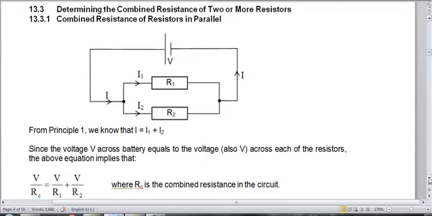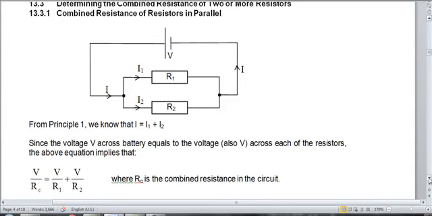parallel as well as resistors in series. The two formulas are quite familiar to all of you, but over here we're just trying to show you how to derive the formula based on Kirchhoff's laws.